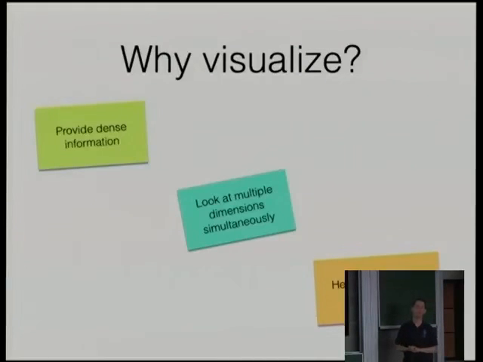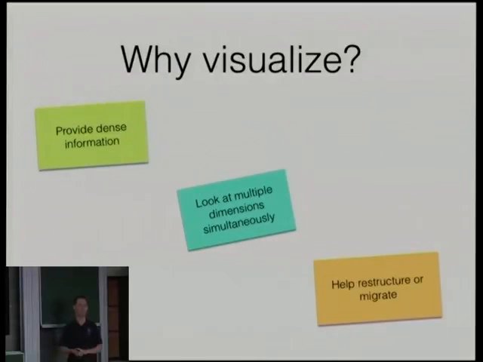So why do we think we need to visualize? We think that we need to provide much denser information than we can by just taking a look at the text screen. We feel a need to look at multiple dimensions at the same time, not just the one dimension that we have from file, unit to class to method. And we need lots of help restructuring and migrating systems.